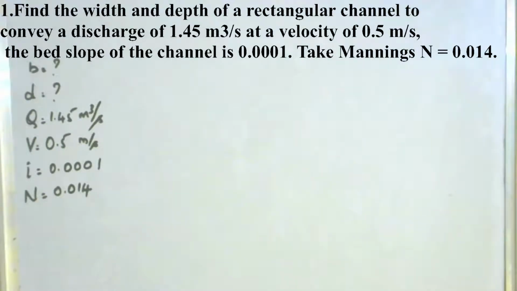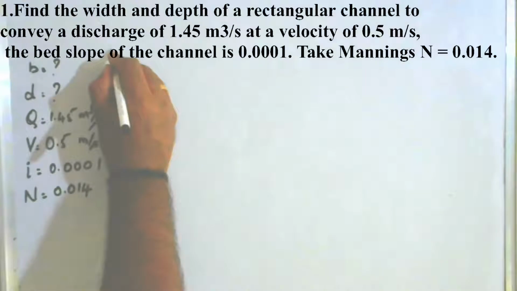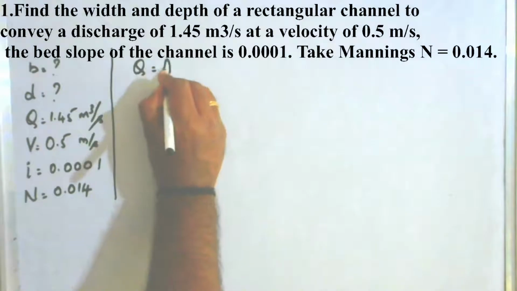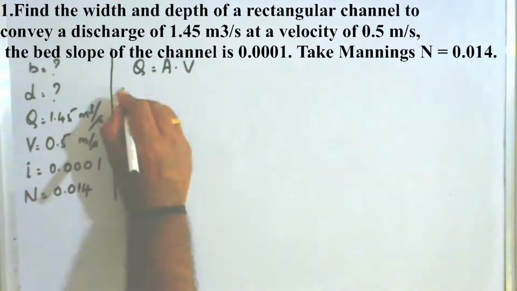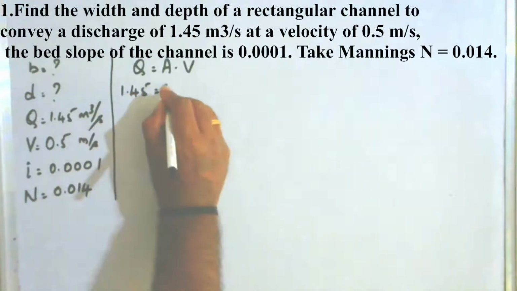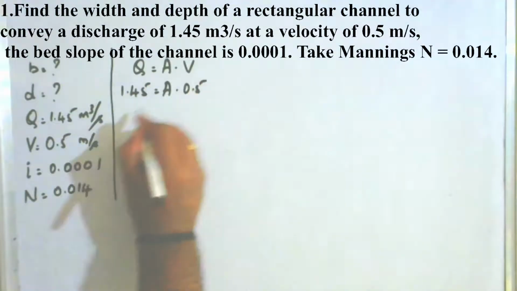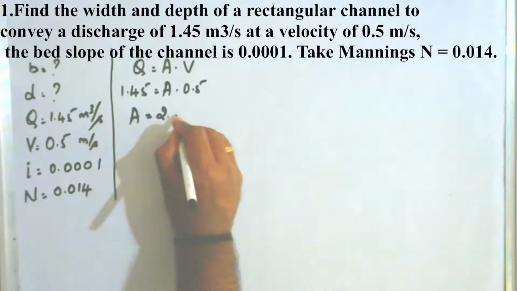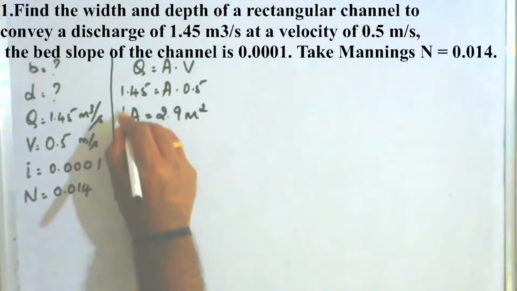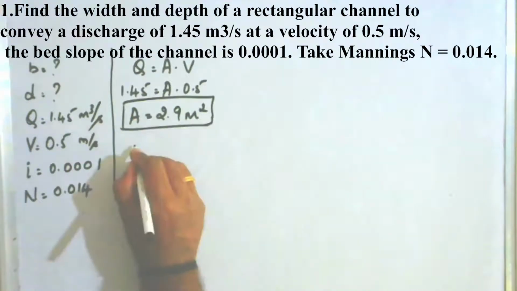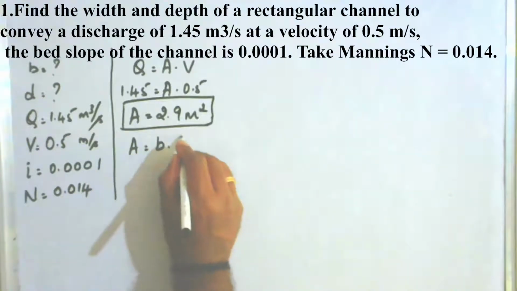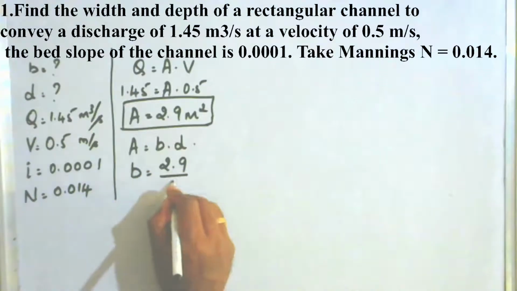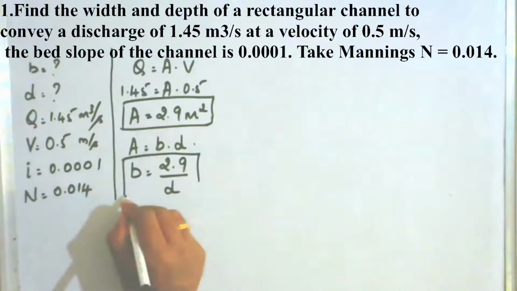Since it is a rectangle channel section, first let me write from the continuity equation. We can write Q is equal to area into velocity. Here Q is given as 1.45, area is unknown, velocity is 0.5, and if you find out the area, it works out to be 2.9 meter square. But we know that for a rectangle, area is equal to width into depth. Therefore width B is equal to 2.9 divided by D. You keep it one side because both D and B are unknown.